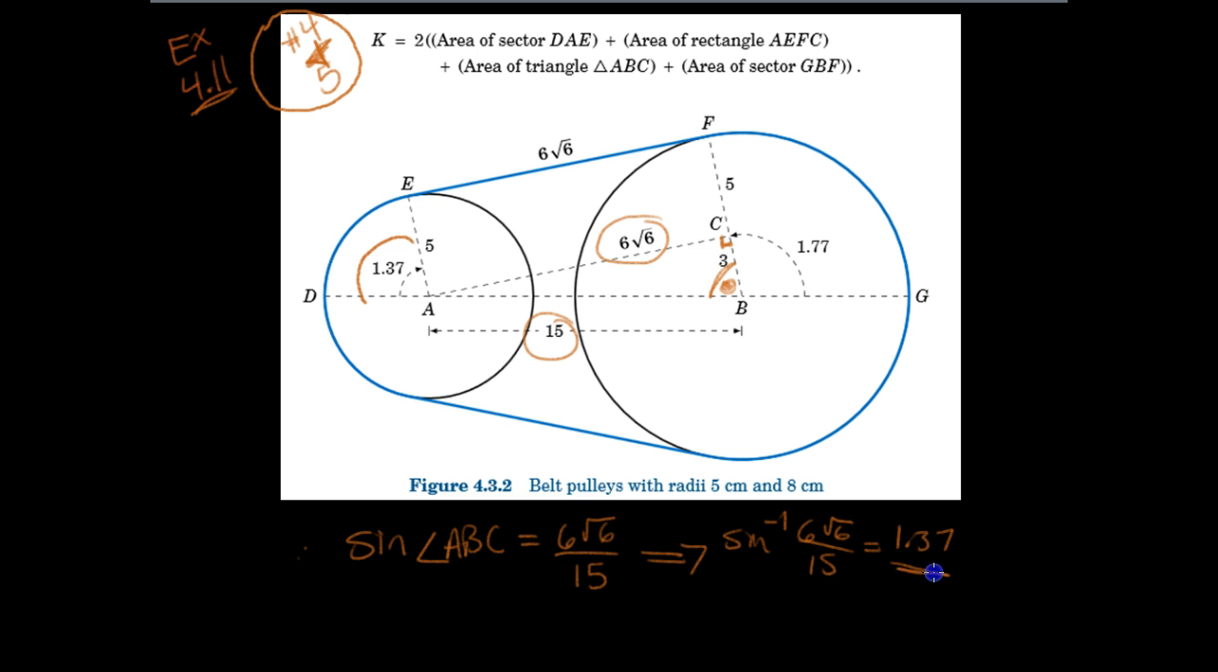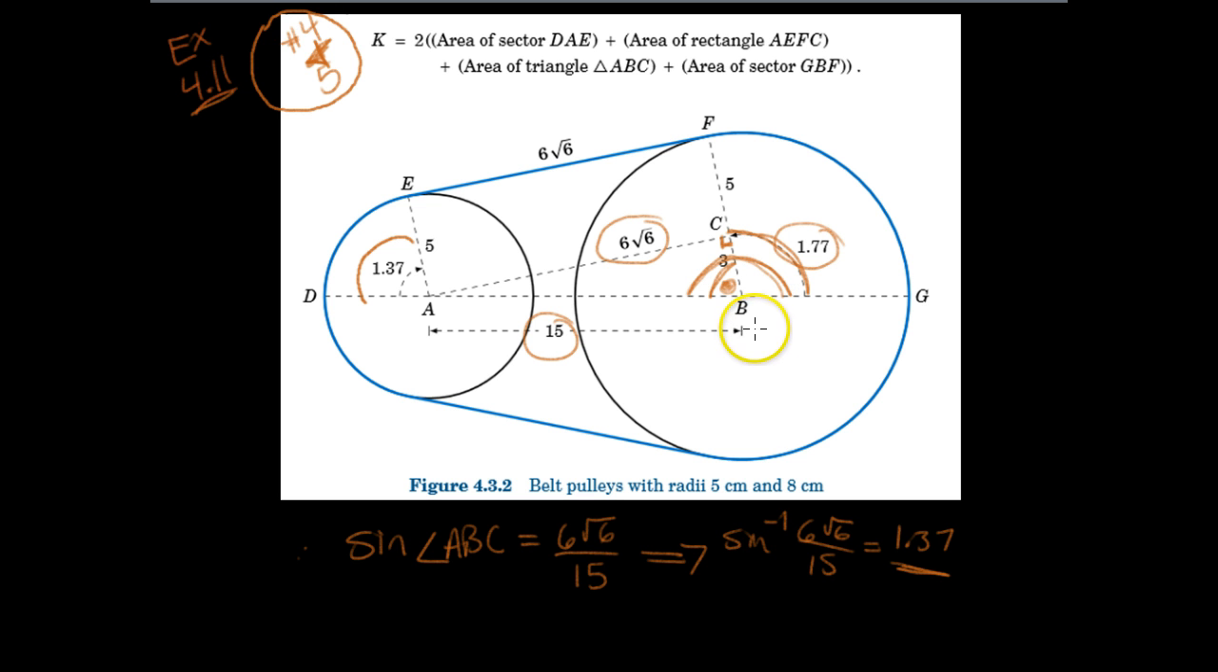It'd be a good idea. So you've got this angle, 1.37. You can get this one by subtracting 1.37 from pi, and that would give you this angle right here, because remember, this whole span right here is 180 degrees, or pi radians.